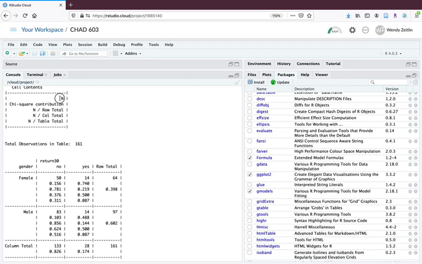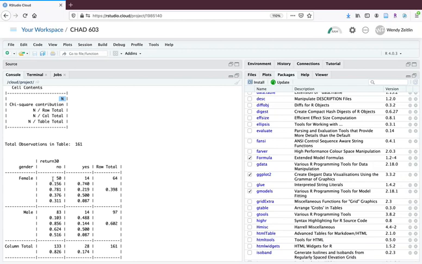And the first is the N. So the N is the number of observations in those categories. And this is not new information. You actually had this information when you just ran the table function itself to create the mosaic plot. However, this is going to give us a lot more information.